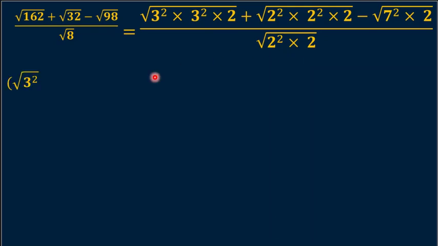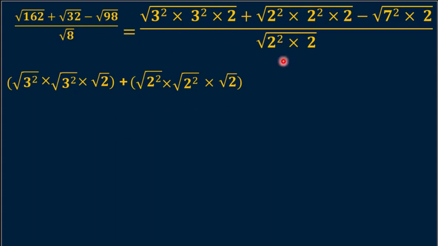Now to make things clearer, we separate all of them under their own individual square roots. So this is what we have here. It's the same thing, just that we've separated it to make things clearer for you. Right, so square root of 3 to the power 2, square root of 3 to the power 2, and then square root of 2. We do the same for the others. Square root of 2 to the power 2, another square root of 2 to the power 2, and then times square root of 2.